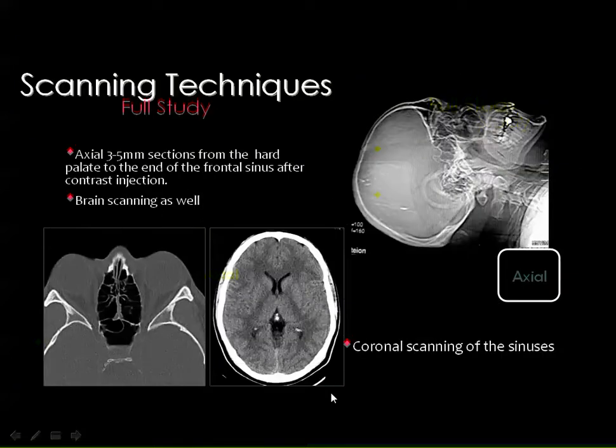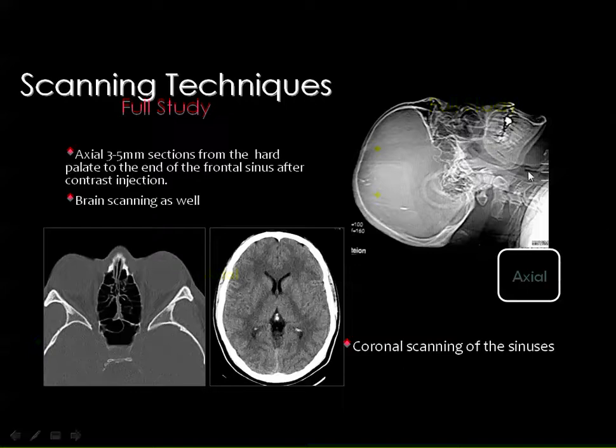Then the second study is known as the full study, and this means that we have axial sections and coronal sections, as well as sections for the brain, and in most cases we need to inject contrast media. This full study is usually directed for evaluation of paranasal sinus inflammatory and neoplastic pathology.